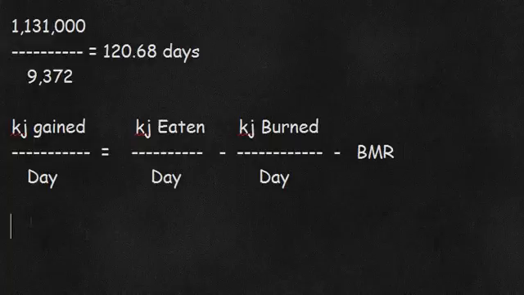and now if we take our total weight loss in kilojoules, which is the 1,131,000 target, and divide by 365, we can now say that our kilojoules gained per day is about negative 3,099 kilojoules. Now, it is negative because we're wanting to lose this amount. Because we're not wanting to do as much exercise, the kilojoules burned per day is 0, and as calculated earlier, our BMR is 9,372. So our formula can become this.